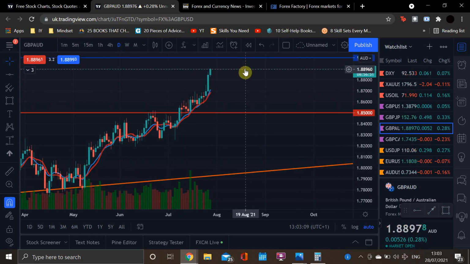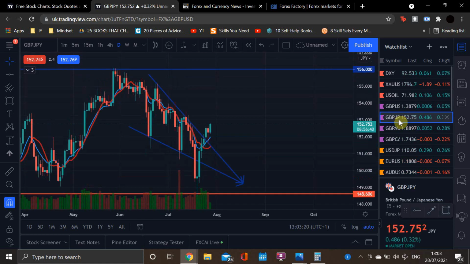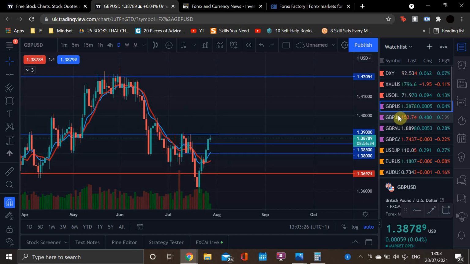Yeah, that's a lot of pips. I could ride that to this trend line. Sorry, to this line here. Because look on the daily chart, GBP is strong as a whole. Strong against the US dollar, but it's kind of being pushed down. Strong against GBP JPY.